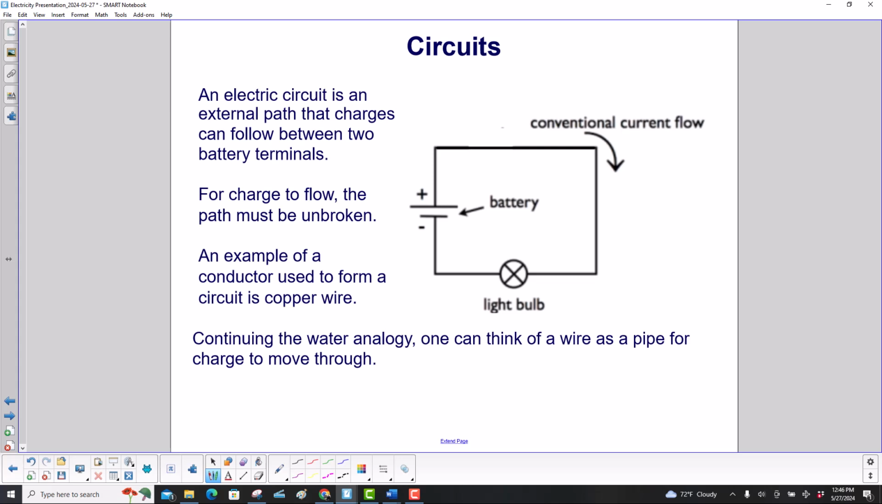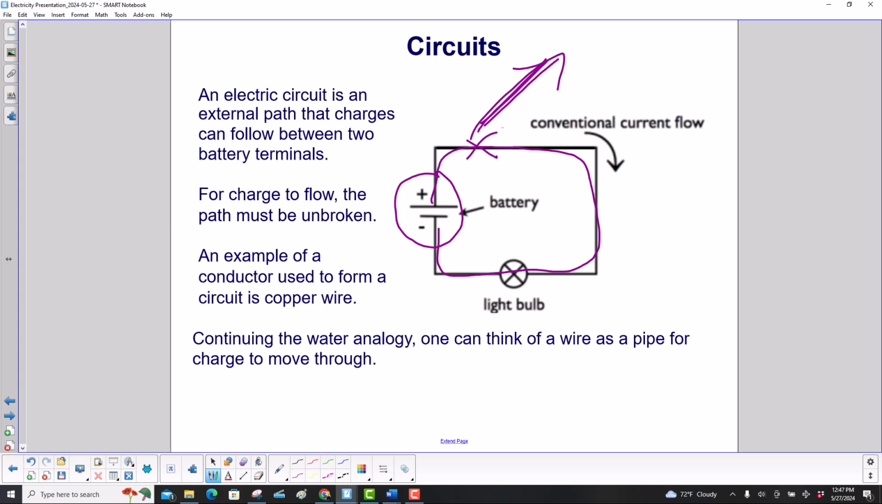An electric circuit is an external path that charges can follow between two battery terminals. For charge to flow, the path must be unbroken. So it's not like a water pipe, right? Because if this were a water pipe and you broke it, the water would still flow. However, for charge to flow, we must have a complete path from one end of the battery to the other. An example of a conductor used to form a circuit is copper wire.